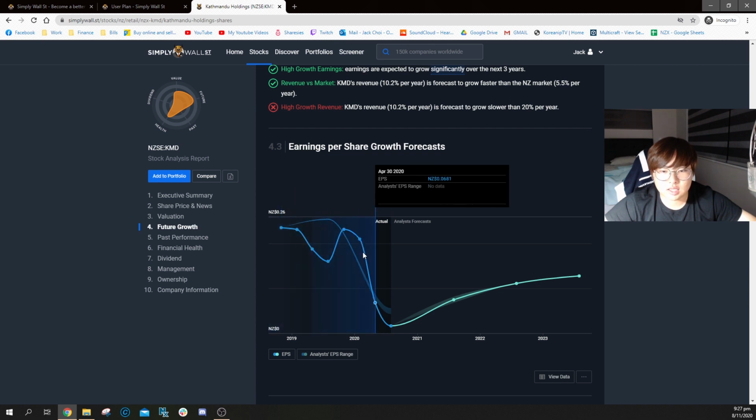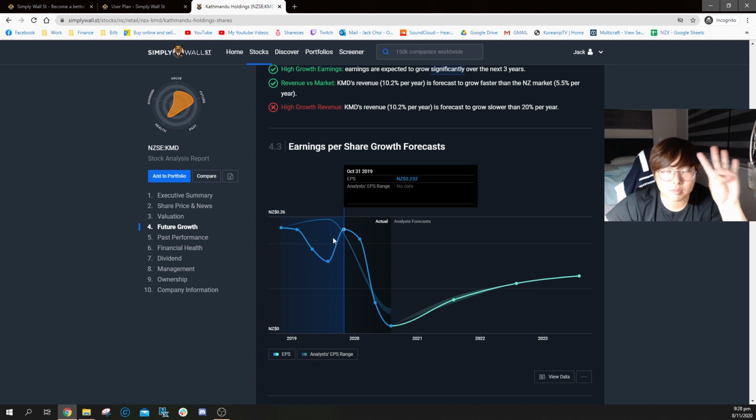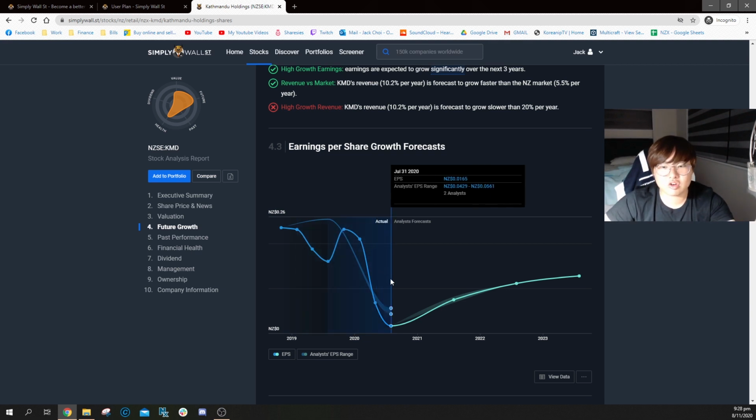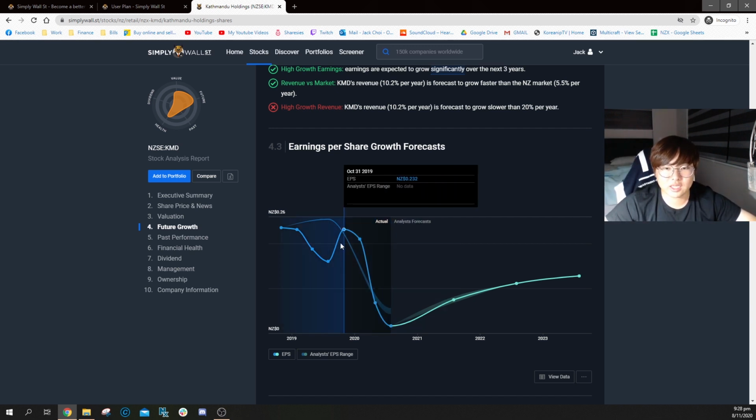You can see the EPS dropped heavily for Kathmandu. That's because, first of all, their earnings dropped a lot this year. Plus, they made a whole bunch of shares. They did a capital raise, and for that reason you see a massive drop, because the earnings went down but the number of shares went up, and that's the equation for EPS.